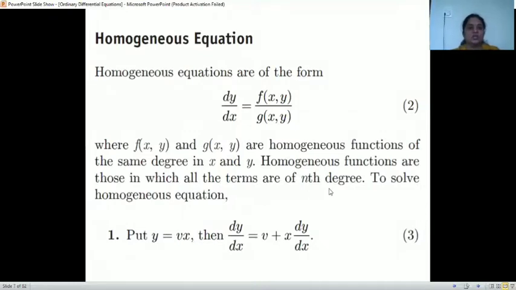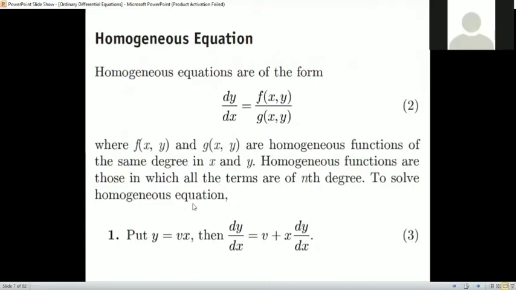Then what is the homogeneous equation? Next form. If the equations are of the form dy by dx is equal to f of x, y upon g of x, y, where f and g are homogeneous functions of the same degree in x, y, then such equations are called homogeneous. Homogeneous functions are those in which all the terms are of nth degree, right?